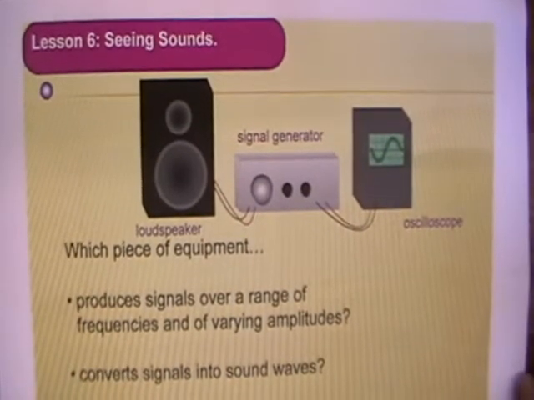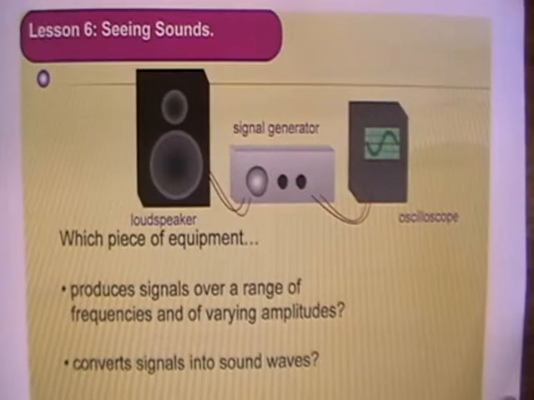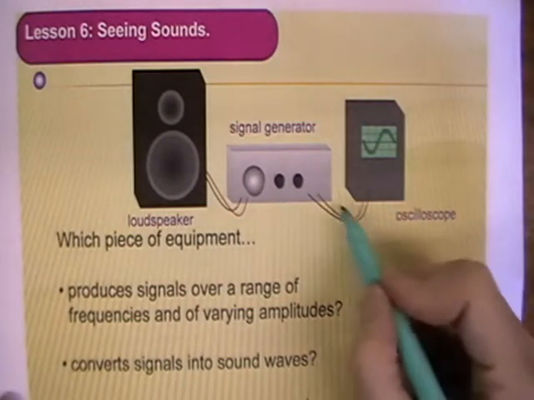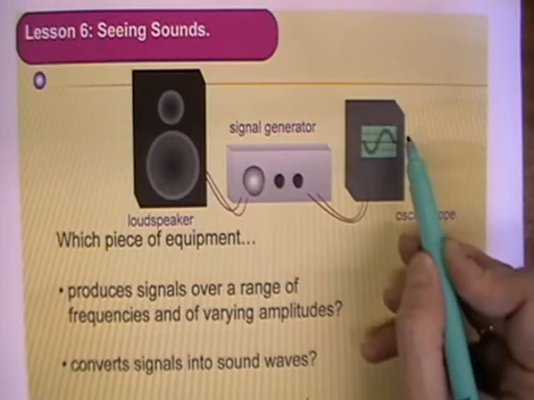This is Lesson 6, Seeing Sounds. Although we can't see sound, what we can do is create sounds and put them into an electrical oscilloscope, convert them into electrical waves, in other words, and you can see them on the oscilloscope.